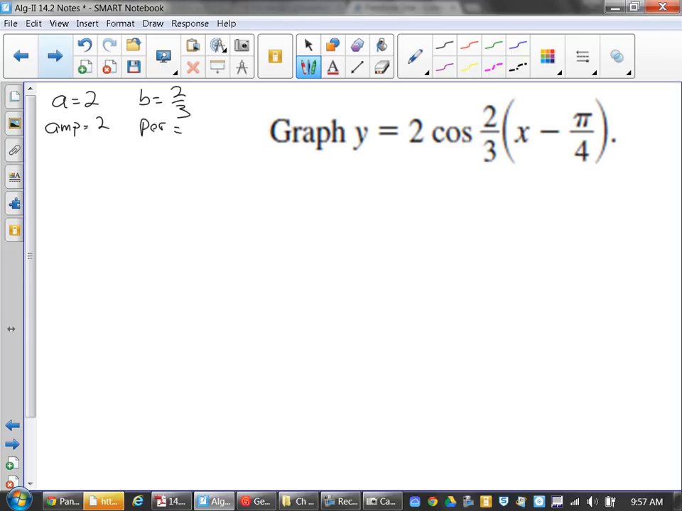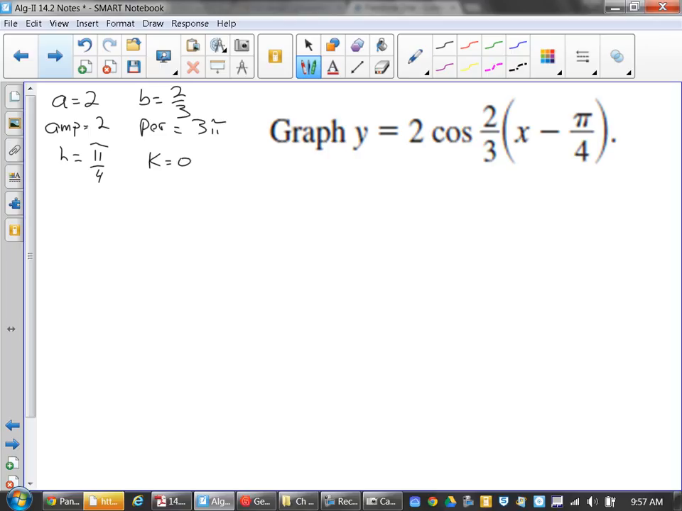So 2 pi divided by 2/3 is? 3 pi. Okay, so you get 3 pi for your period. Your h value, is that going to be a negative pi over 4 or a positive pi over 4? Positive pi over 4, very good. And there's no k value.